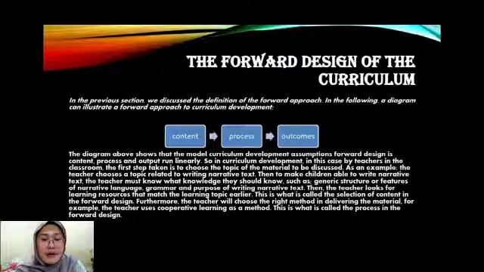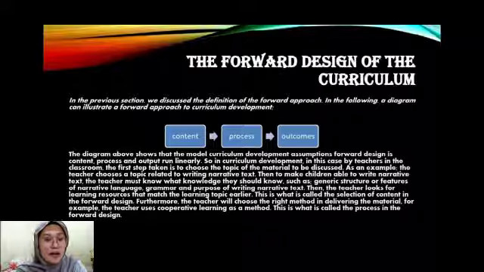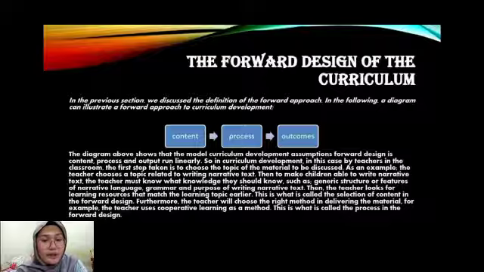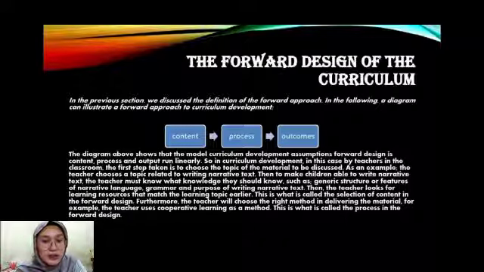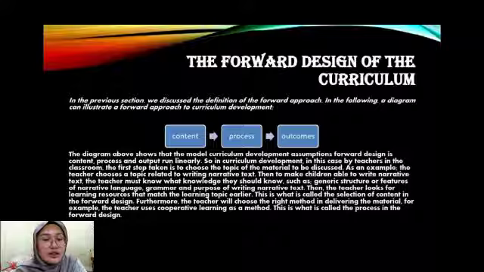So, in curriculum development, in this case by the teacher in the classroom, the first step taken is to choose the topic of the material to be discussed. As an example, the teacher chooses a topic related to writing narrative text. Then, to make children able to write narrative text, the teacher must know what knowledge they should know, such as generic structure or features of narrative language, grammar, and purpose of writing narrative text. Then, the teacher looks for learning resources that match the learning topic earlier. This is what is called the selection of the content in the forward design.